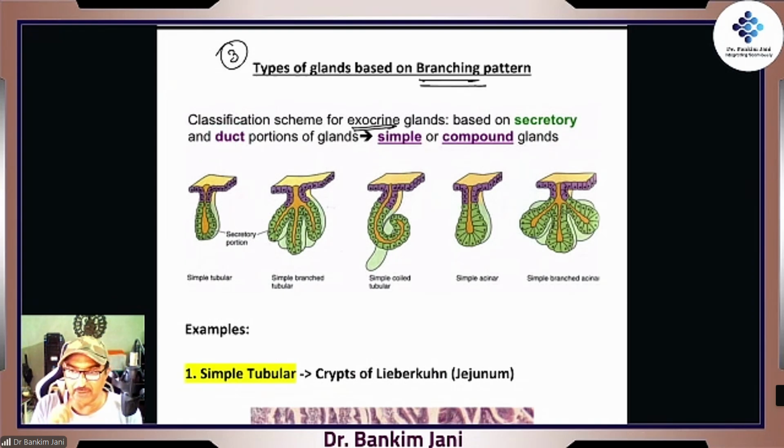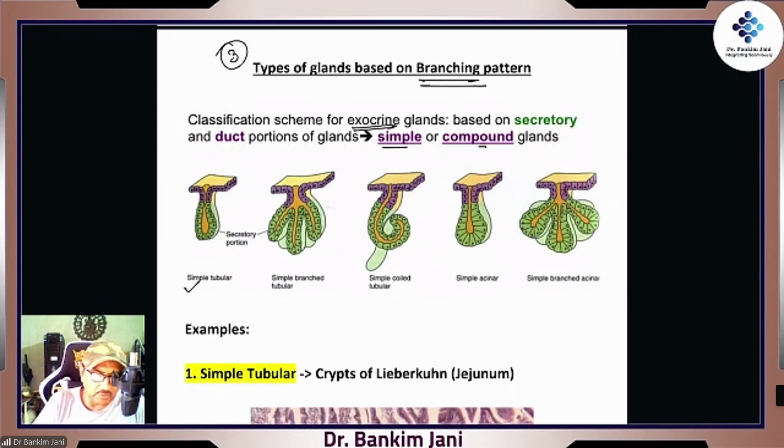This is good for only exocrine, because this classification is telling who is getting divided. Right? It is based on the secretory portion and the duct portion of the gland, whether we call them simple or compound. So here, the first one is what is called the simple tubular gland.